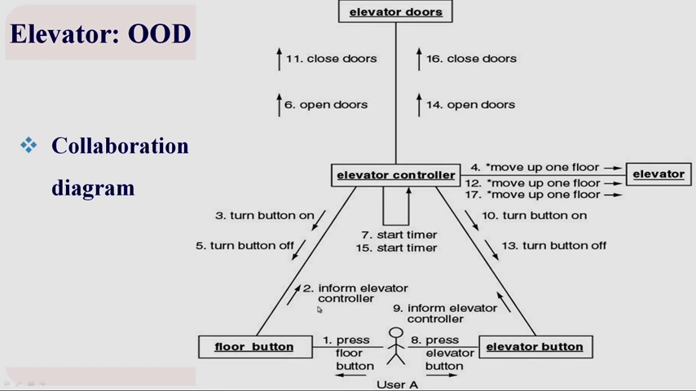And then step 2, the floor button will send the message to the elevator controller, and the controller will send the message back to the button to turn itself on. The elevator controller sends a message to the button to turn itself off. The elevator controller will send a message to the elevator doors to open itself or close itself.